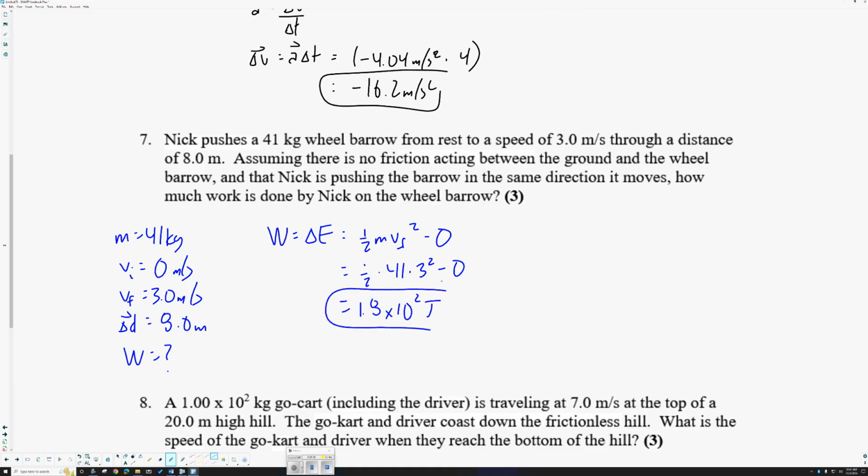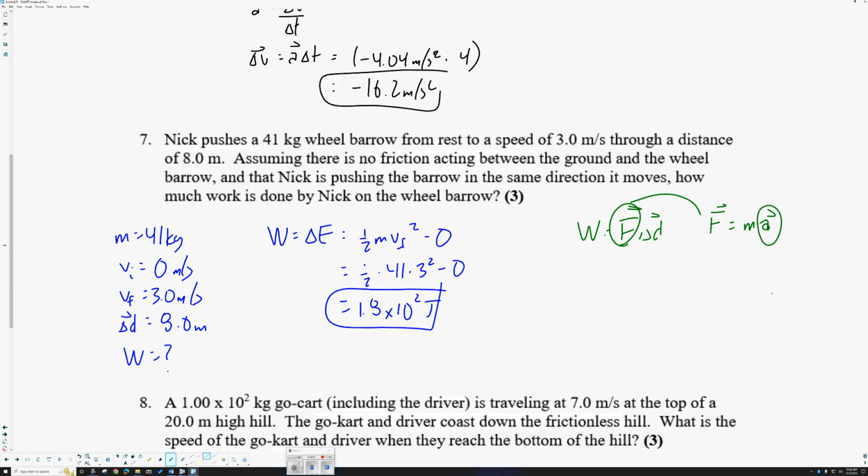Now, some of you would have actually went with the F times d. Theta would be 0, so cos theta is 1. The equation reduces to F times d. We don't know what F is, but some of you would have said, well, I'm going to find F. And how do we find F? By saying F is equal to m times a. Well, we don't know what a is.